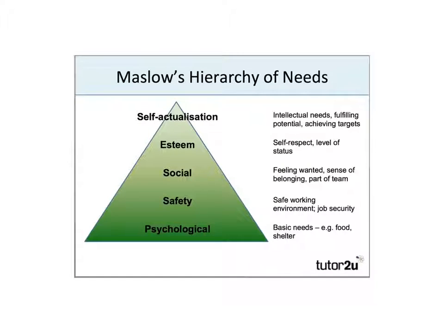One theory of motivation is called Maslow's hierarchy of needs, and as you can see from this slide, there's a triangle, and on the base is the physiological, which is the basic needs, such as food and shelter. It goes up to the safety, social, esteem, all the way up to the self-actualization, which includes intellectual needs, fulfilling potential, and achieving targets, things that are important for students today.